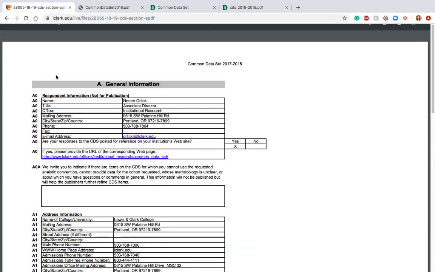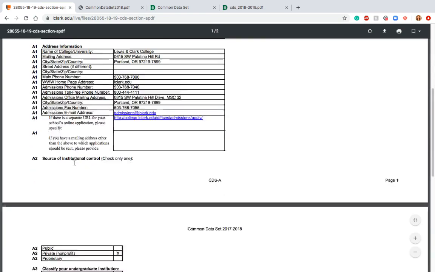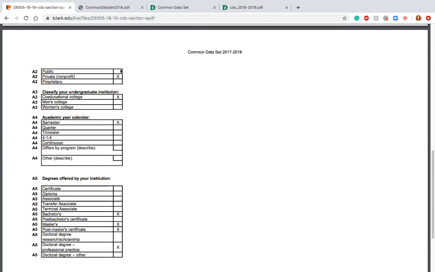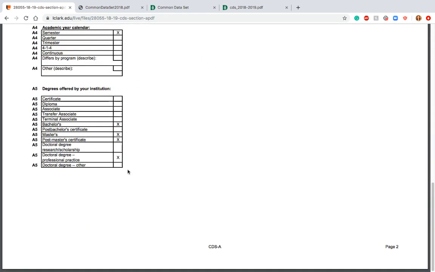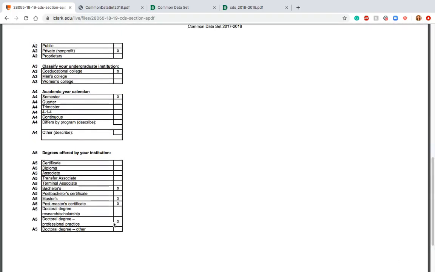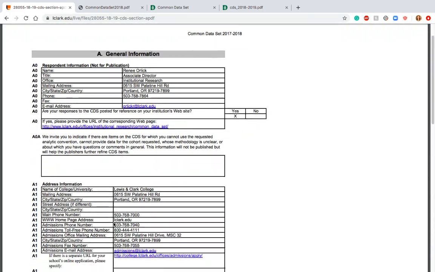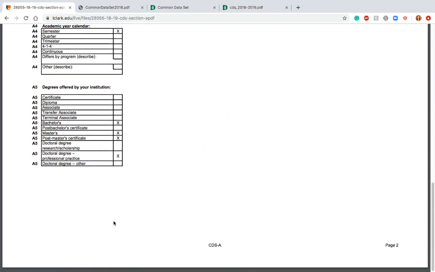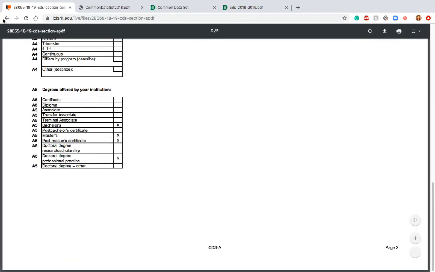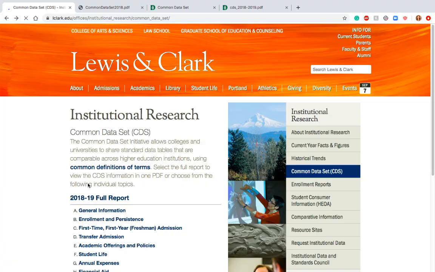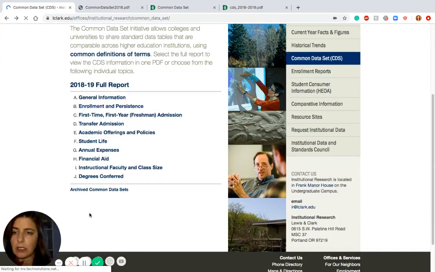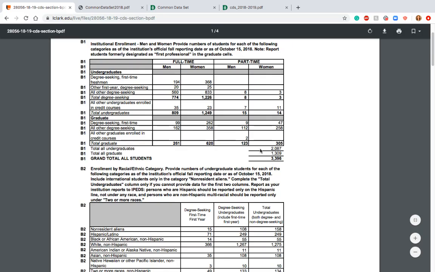All right, let's take a look now at Lewis and Clark. See what they look like. They're a private school. They're coeducational. They offer all kinds of degrees. And they are not giving us a whole lot of information, which is interesting. I want general information. So let's do enrollment and persistence. So you're going to have to do this one separately.